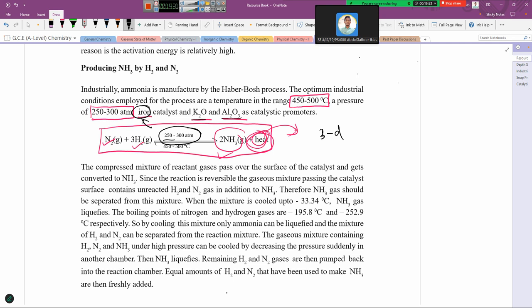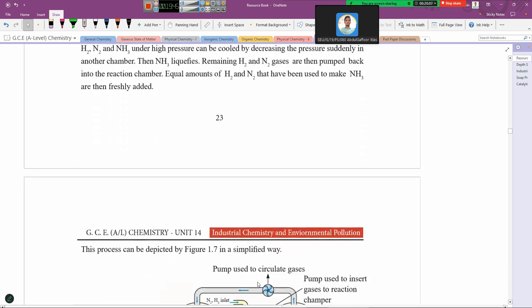But you have to bear in mind that this usage of catalytic promoters will not increase the amount of yield. It will not. Yeah, it just speeds up the reaction. Okay. There are some descriptions.